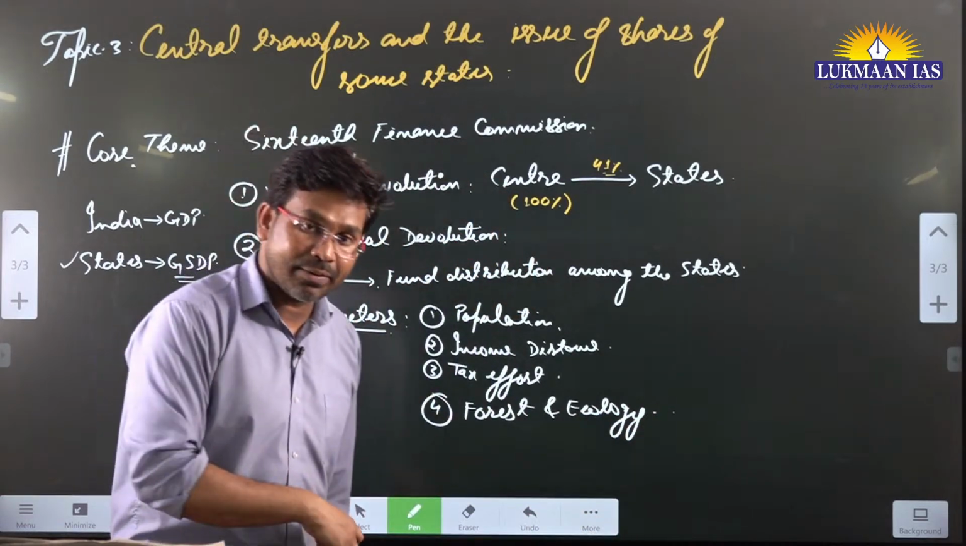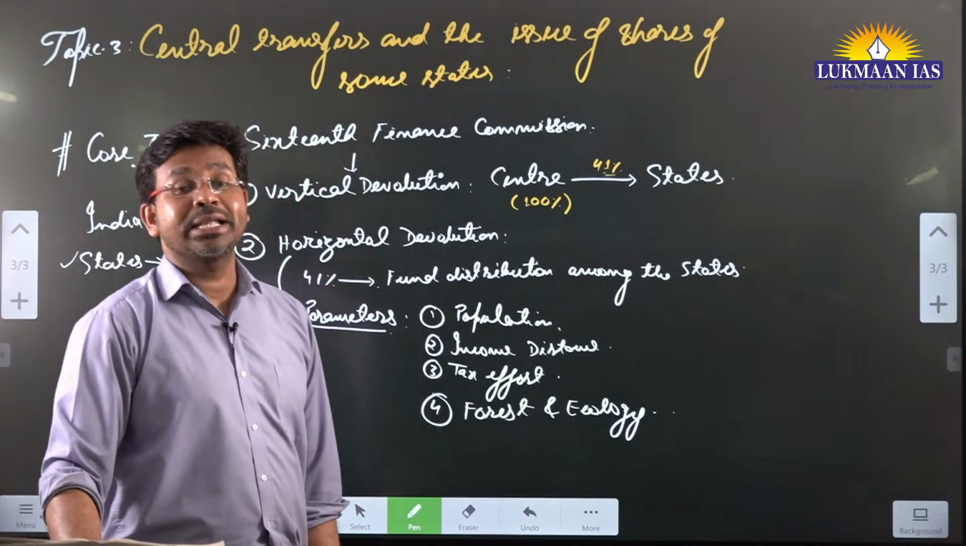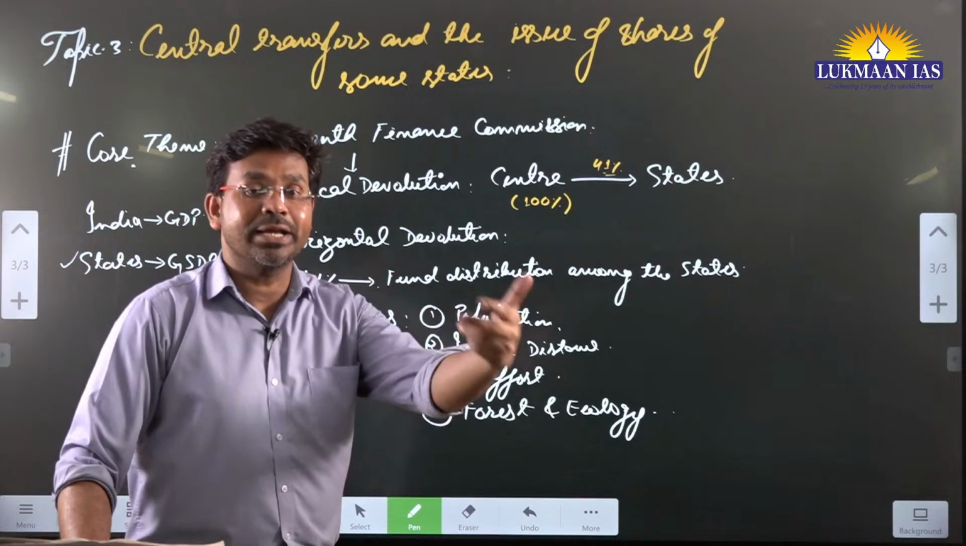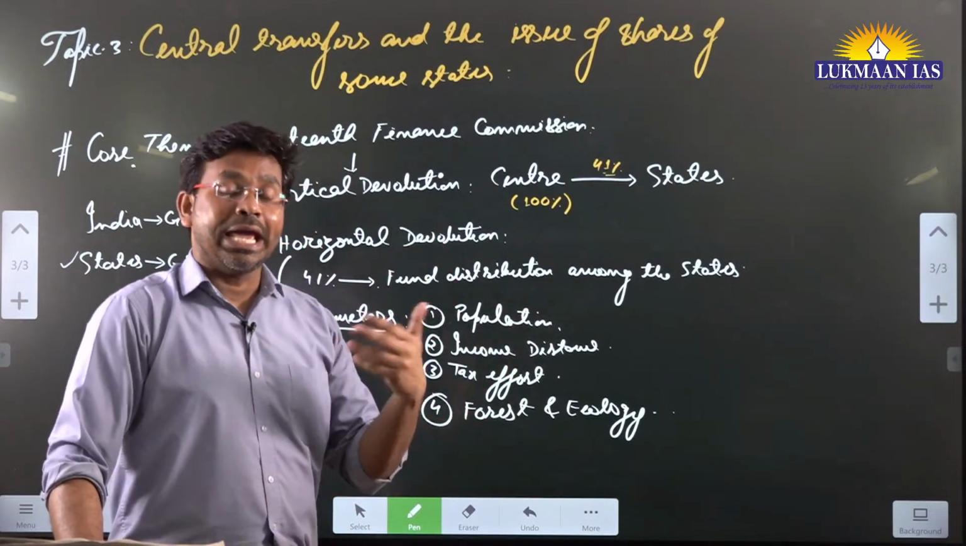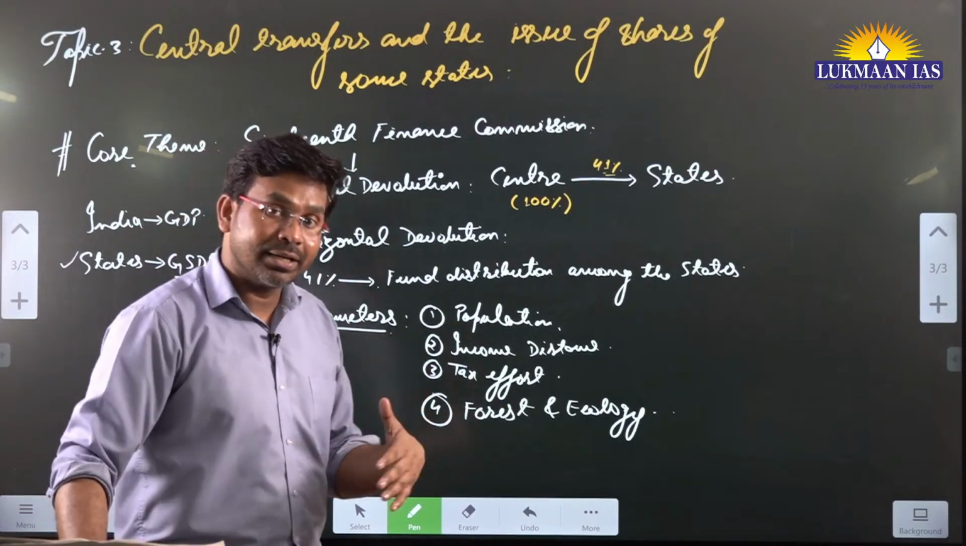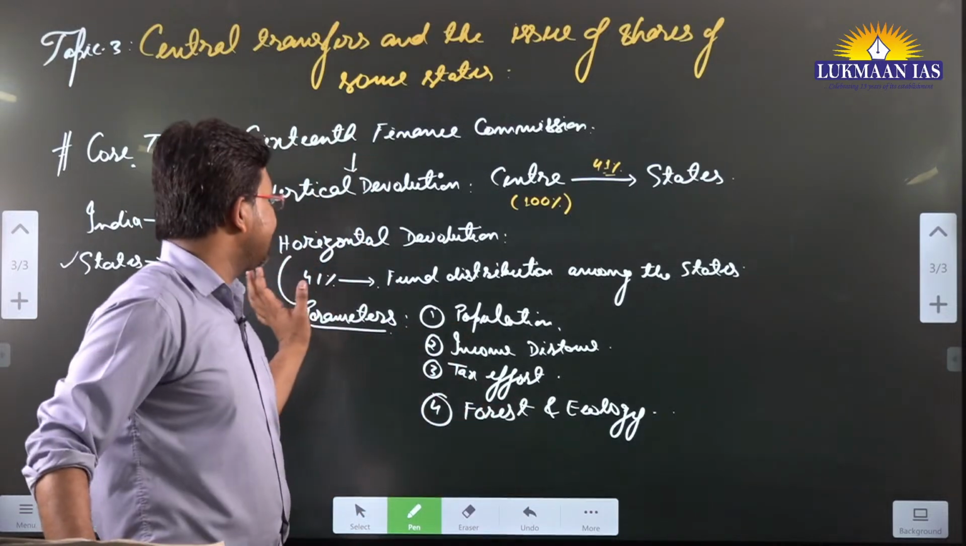Those states that have very less forest reserve are given less. Why? So that their behavior can be nudged, so that they can also go for afforestation. If they go for afforestation, only then they will get incentivized by the Finance Commission.